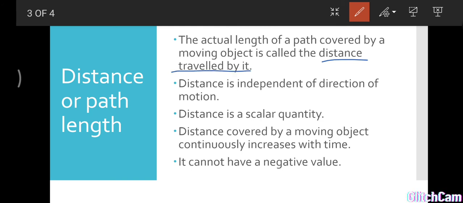Once again, the actual length of the path covered by a moving object is called the distance travelled by it. To understand this, imagine a pathway in a rectangular shape, named A, B, C, D. The man wants to travel from A to B, B to C, C to D, and again D to A. If you notice here, A to B is in an upward direction, B to C is sideways, C to D is a downward direction, and D to A is opposite to B to C.